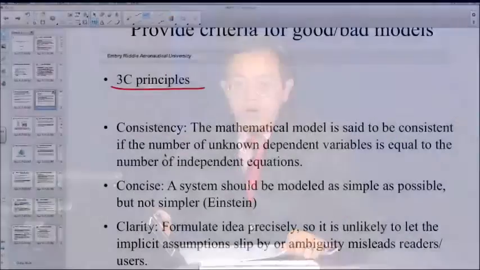So let's start from a general criteria, a benchmark, to distinguish a good model from a poor model. By the way, we cannot say a correct model. There's nothing correct. It's just useful and better. Because a model is a model, all models are fake, simplified. It's not real. Let's start from the 3C principle.